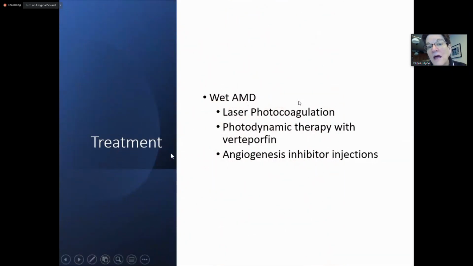But omega-3 is one of the good things that we can do for our patients with AMD. Now, as I said, there's no treatment for dry, but once it moves into this wet, or if they develop wet to begin with, there are 3 treatments: laser photocoagulation, photodynamic therapy with verteporfin, or angiogenesis inhibitor injections are 3 treatments that they can use.